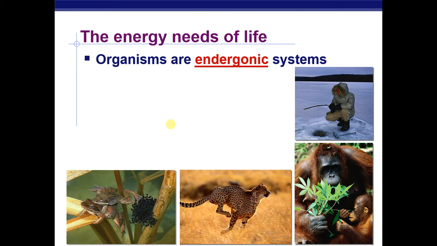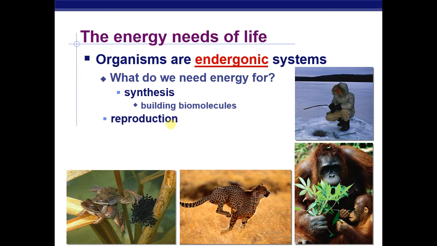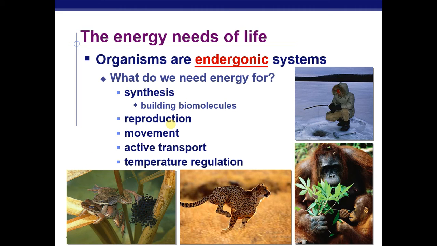So all living organisms are endergonic systems, net endergonic systems. In total, we need energy to be put into us consistently to keep us alive, right? We need it to make new biomolecules, to reproduce, to grow, to move, for our cells to do active transport, and to keep our body temperature stable as warm-blooded endotherms. So we need a net input of energy. That's why we eat and break down the energy in food, because if we didn't have a net input of energy, we wouldn't be able to survive.